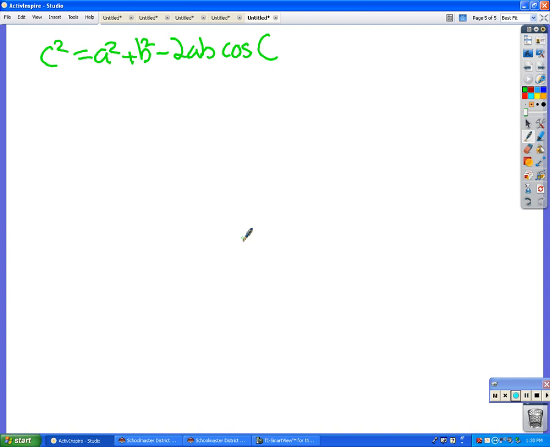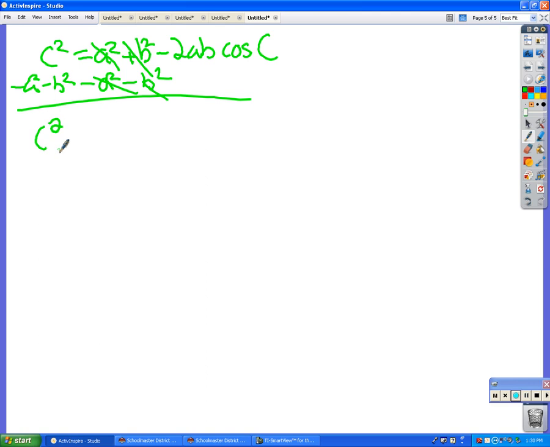Okay. All right. So to solve this for the cosine of c, I need to subtract the a squared and the b squared from both sides first. So they cancel from over there. What's c squared minus a squared minus b squared? C squared minus a squared minus b squared. Just checking your algebra. Okay, so that got rid of the squares, right?